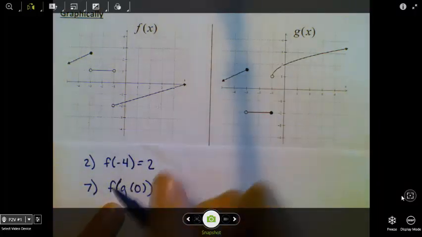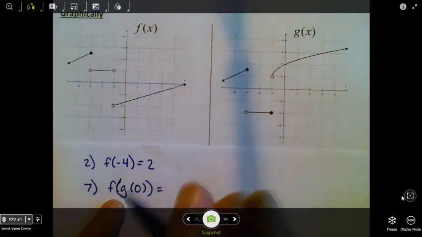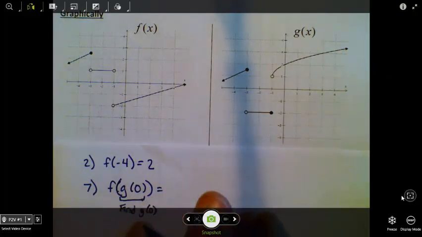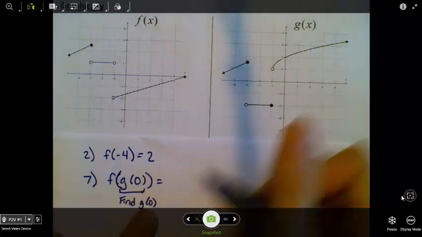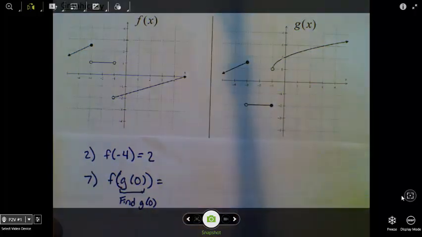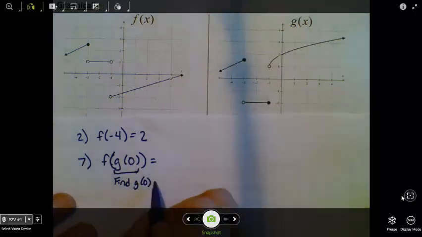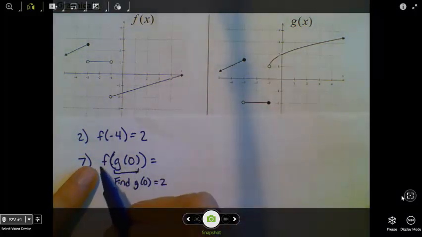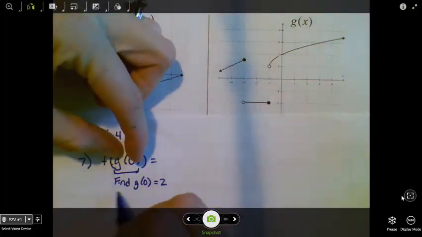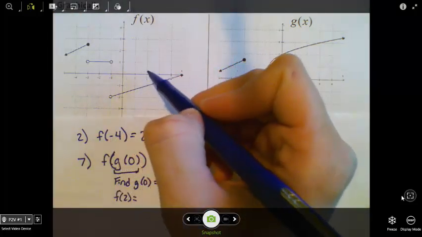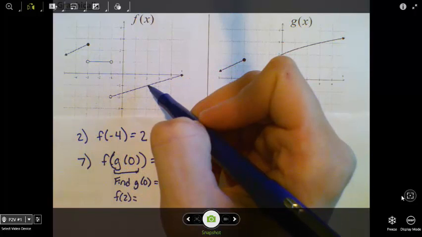Number 7, I have f of g of 0. There's a lot of stuff there. What I really need to do first is find g of 0. So in function g, when my x value is 0, what's my y value? That's 2. Once I know g of 0 is 2, well, look at what we have now. I have f of 2. F of 2 is, go back to function f. When my x value is 2, my y value is -1.